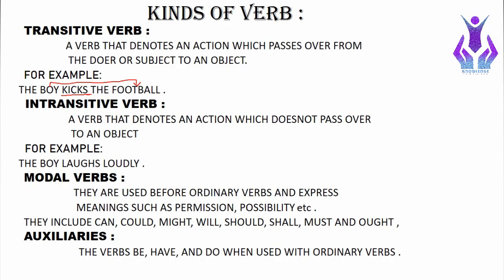The next one is intransitive verb, a verb that denotes an action which does not pass over to an object. For example, the boy laughs loudly. Here the verb laughs stops with the doer or subject boy, and it does not pass over to an object. So these kinds of verbs are called intransitive verbs.